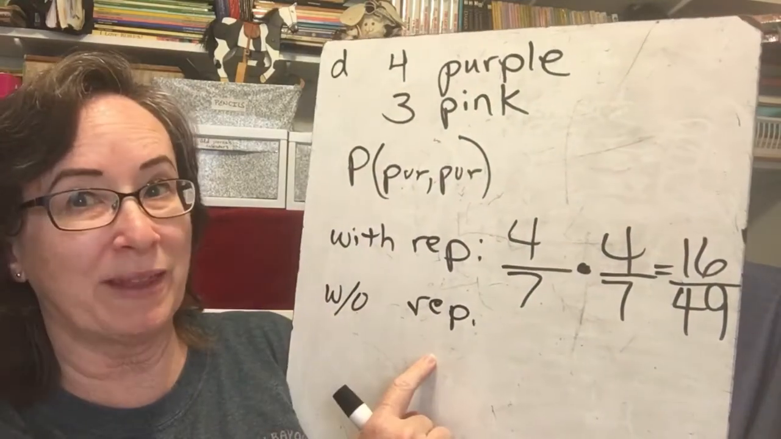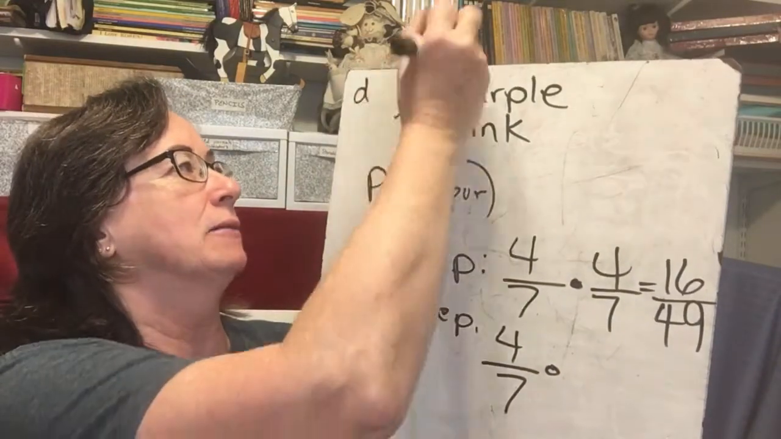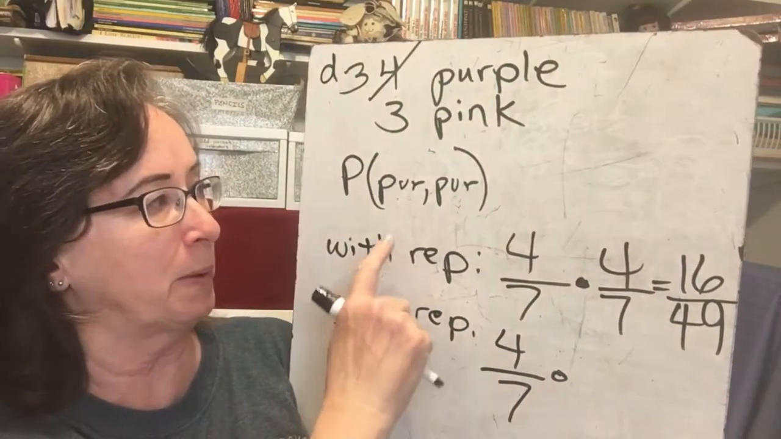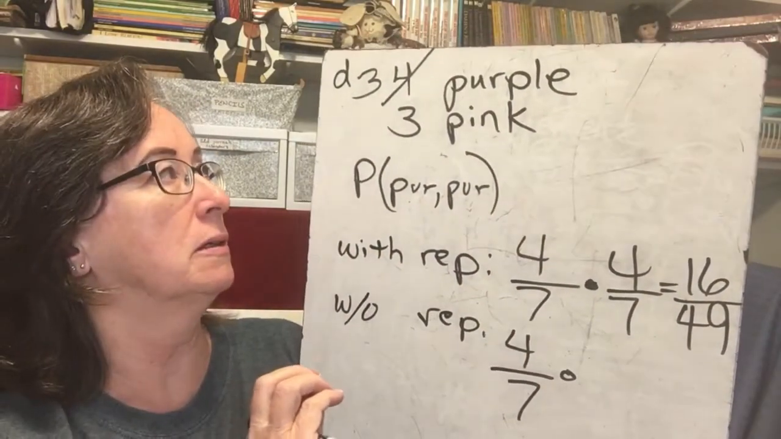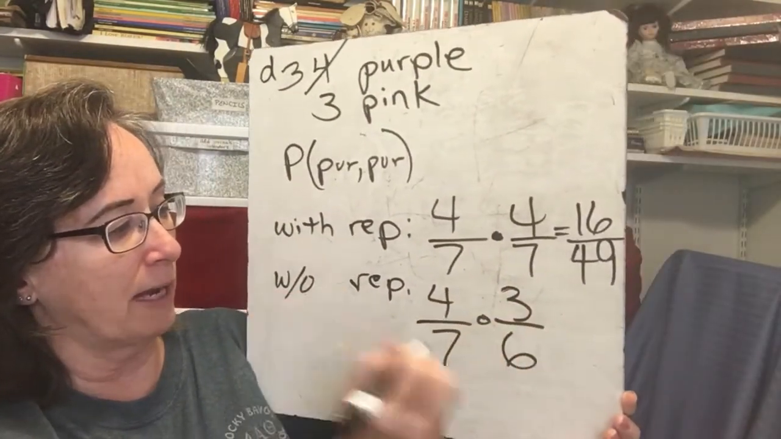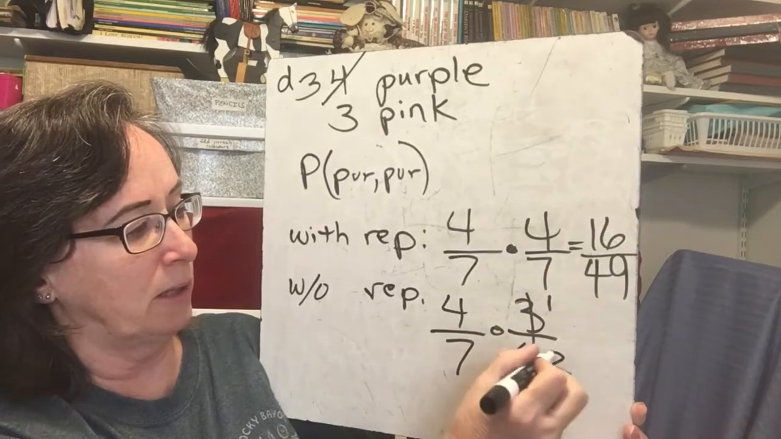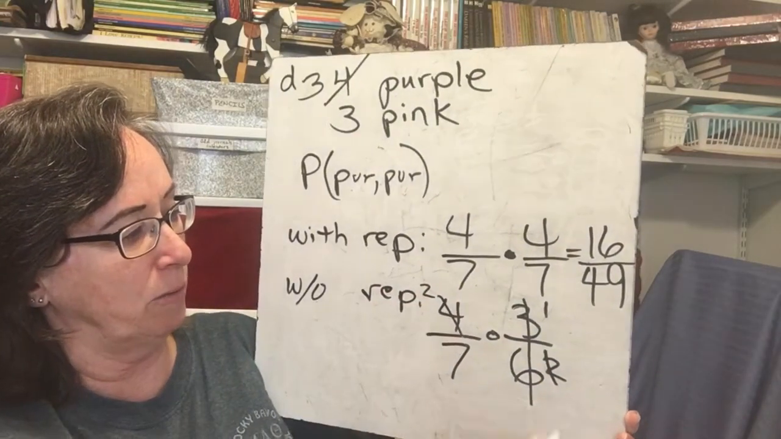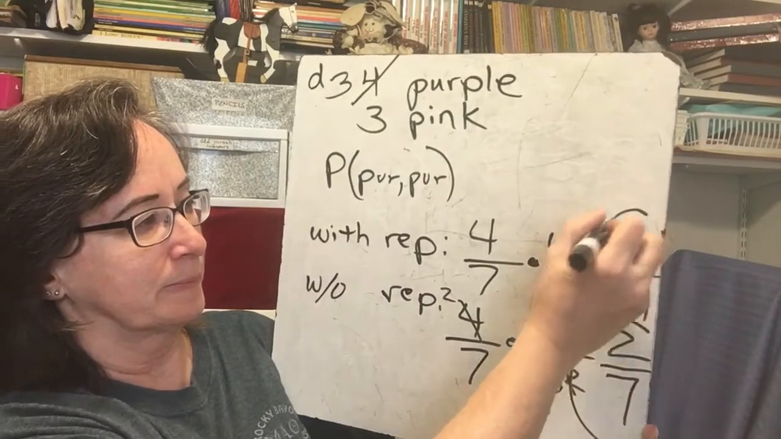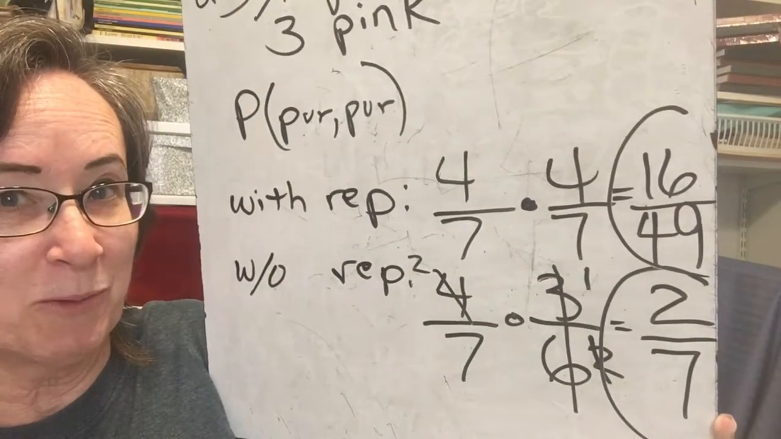Okay, and then without replacement, the first one stays the same. But then I keep that marble out and I am down 1 purple marble. I always assume I get what I wanted. I wanted a purple, therefore I assume I got a purple. So now I have 3 out of 6 total marbles left. So now we have some canceling we could do. The 3 and the 6 will cancel with a 1 and a 2. The 2 and the 4 will cancel with a 2. So we wind up with 2 7ths. And that is D. We have one more problem.